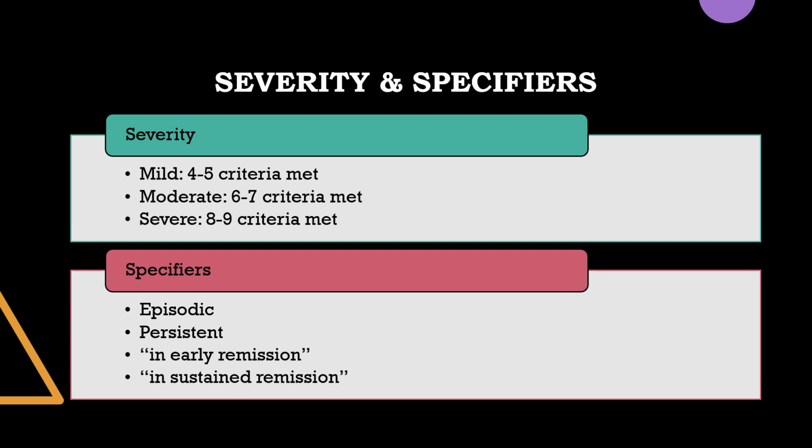So for example, some people might describe it as gambling binges, right? And so maybe at a certain time of the month or every once in a while they meet the criteria for this in a way that happens sporadically, or it can be persistent where it happens for a prolonged period of time with really no pauses in between. It can also be considered in early remission when someone is early in their efforts to cease gambling, and it can be considered in sustained remission when someone has been able to cease gambling for a prolonged period of time.